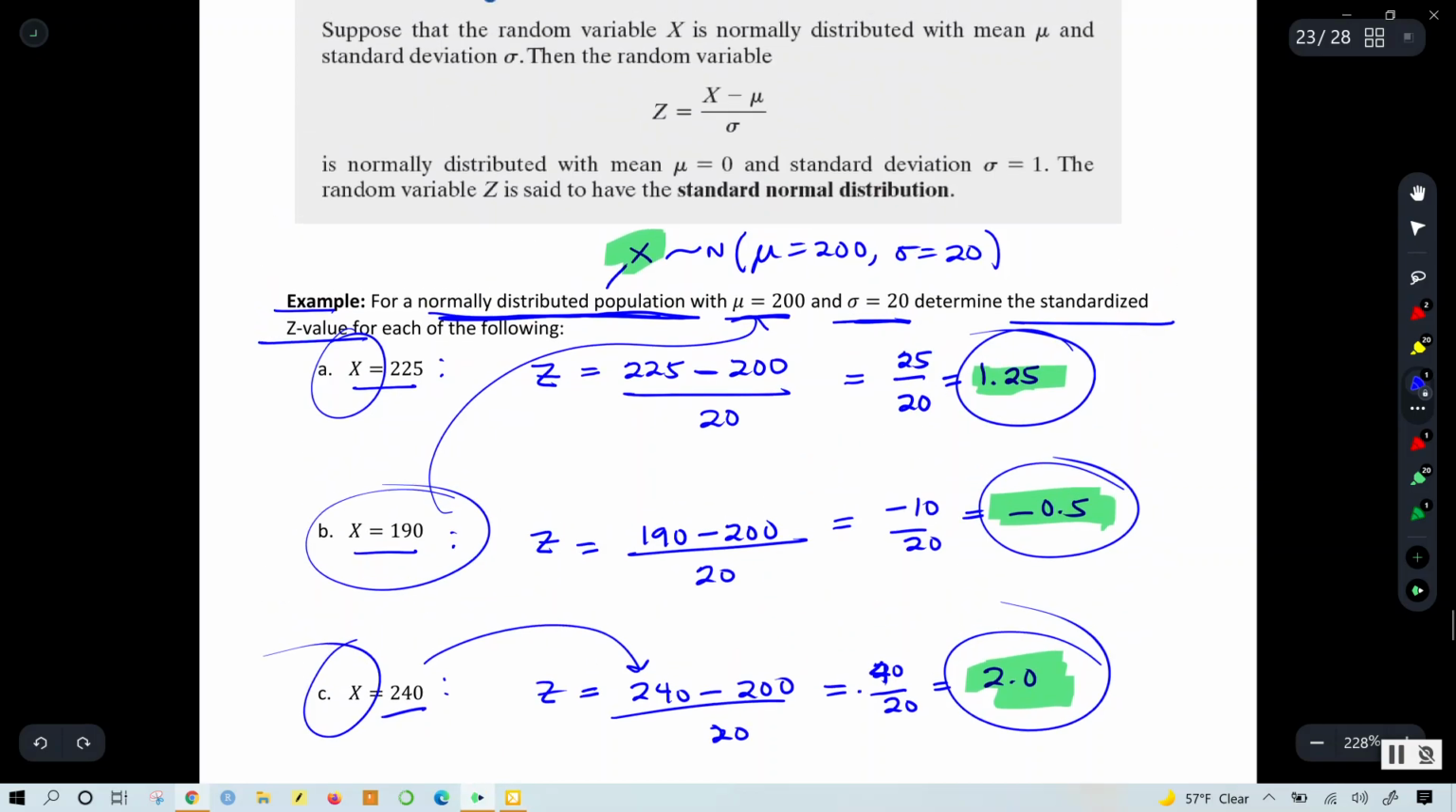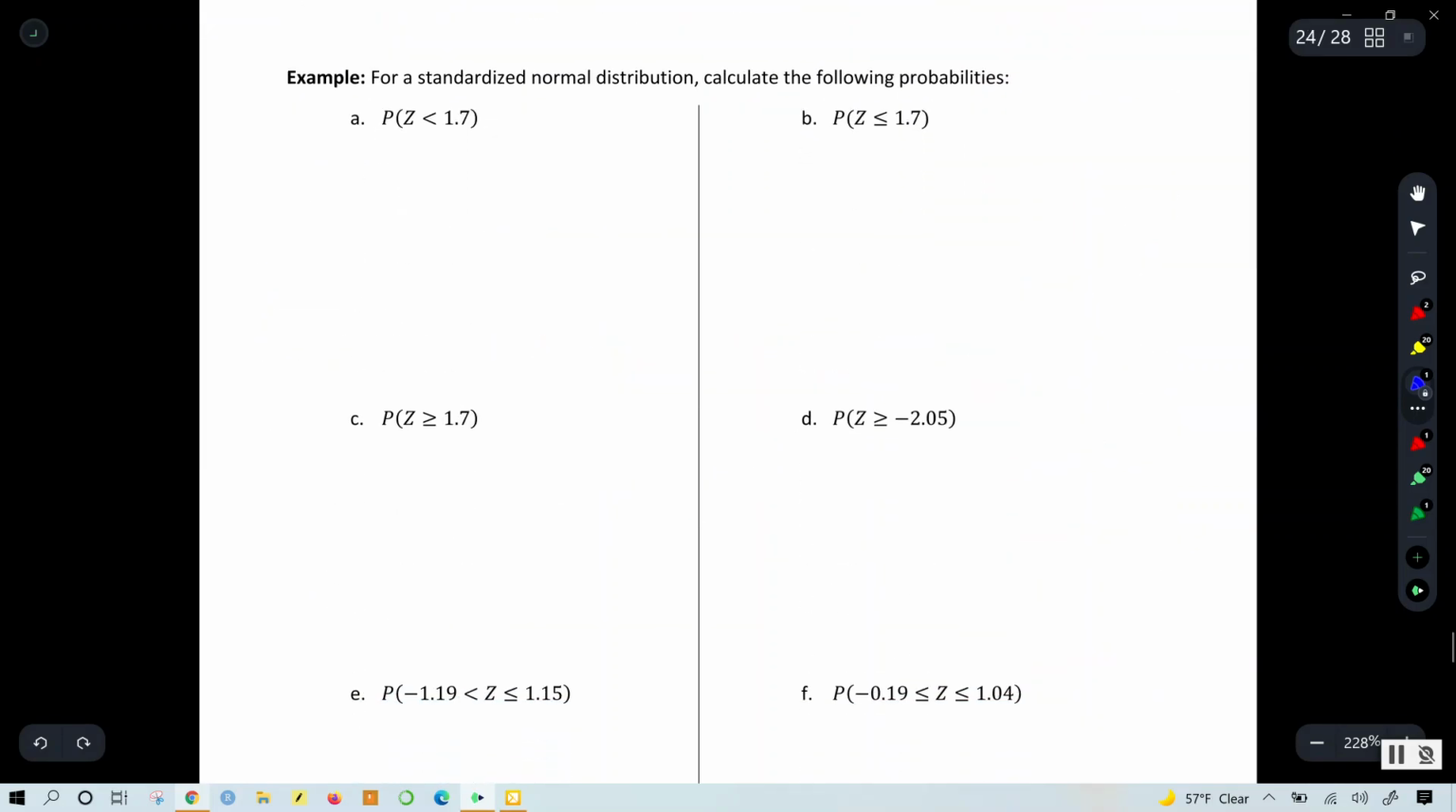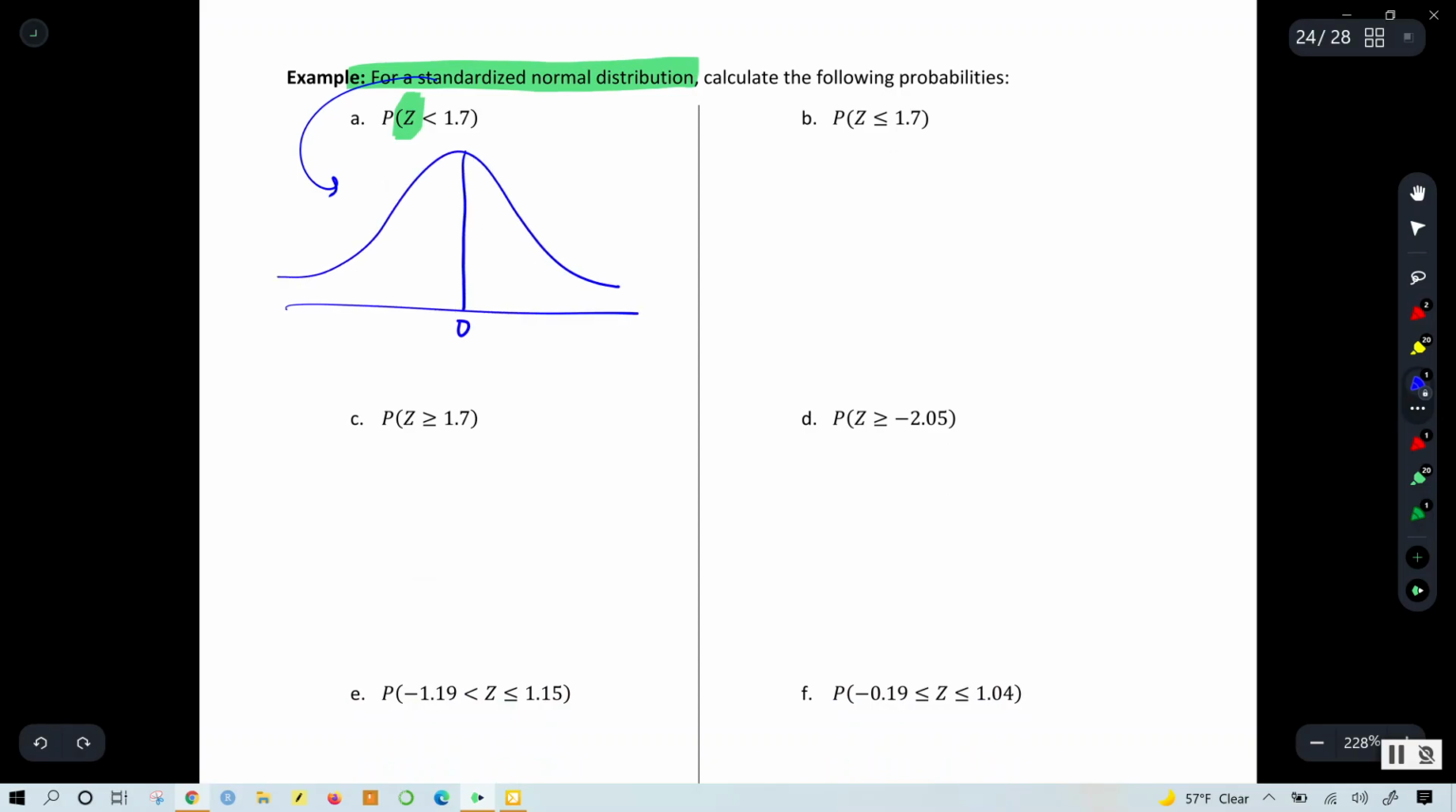With the definition of the standard normal random variable out of the way, we now want to compute, in the next example, probabilities connected with the z random variable. Immediately, this question says this is a standardized normal distribution. I know immediately that the mean is always going to be 0 and the standard deviation is always going to be 1, because it has been standardized to these fixed values.